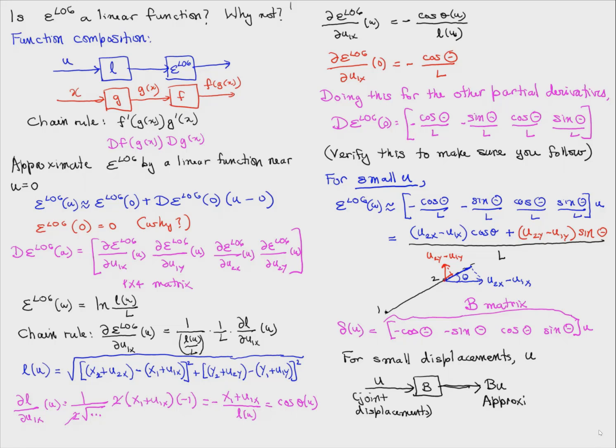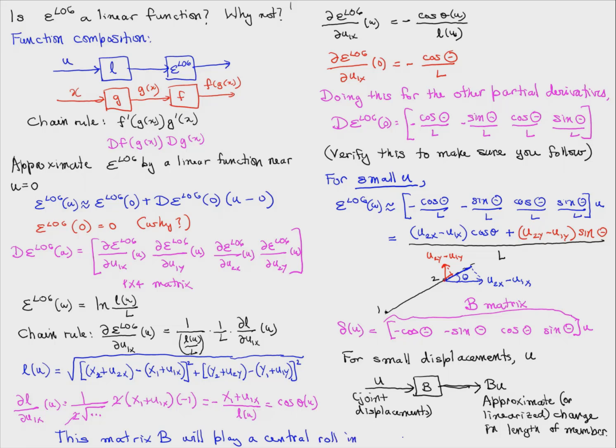So we can think of this matrix B as something that takes displacement and produces change in length. And this B matrix will be a very, very important idea, not just for this truss problem, where we've introduced it in a very simple way, but for mechanics problems in general, and appears over and over, for example, in finite elements and so on.